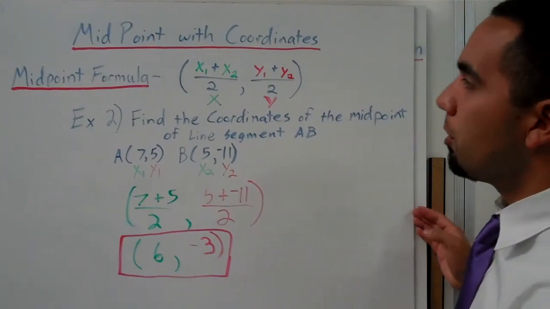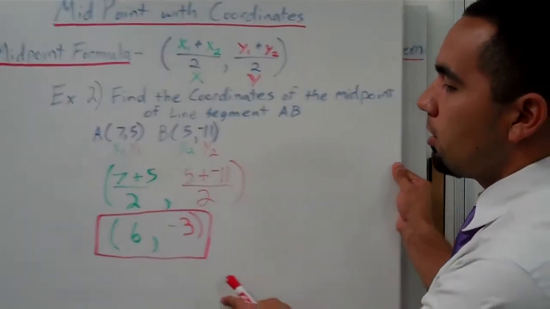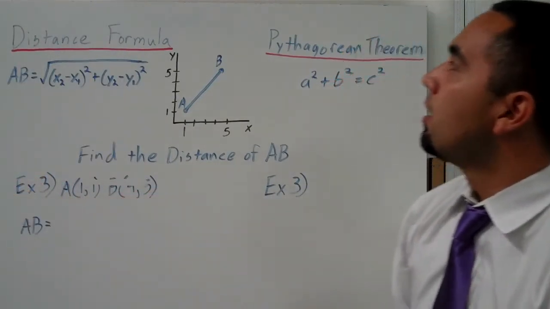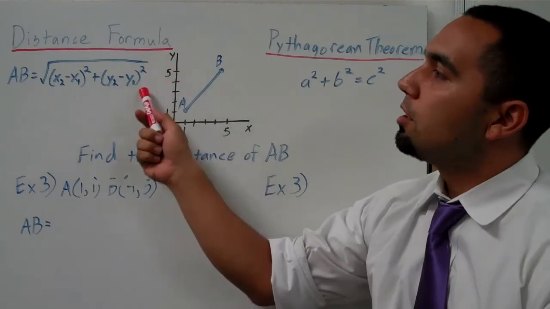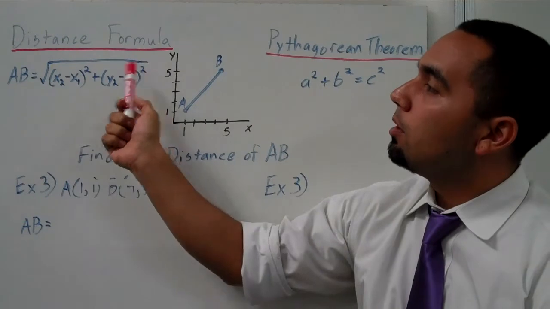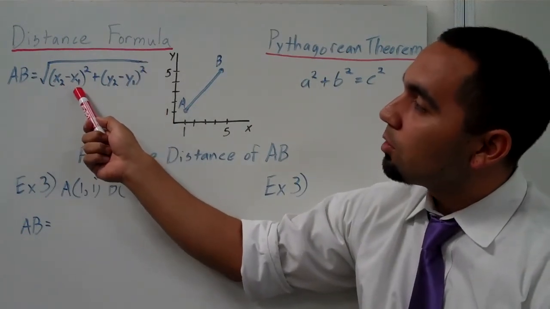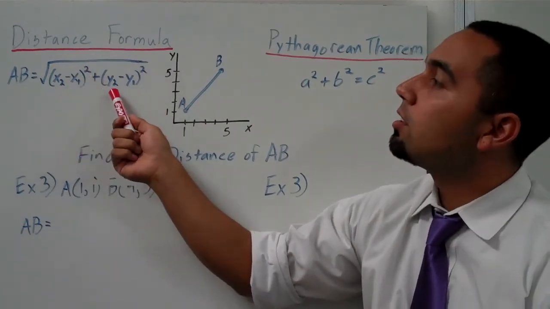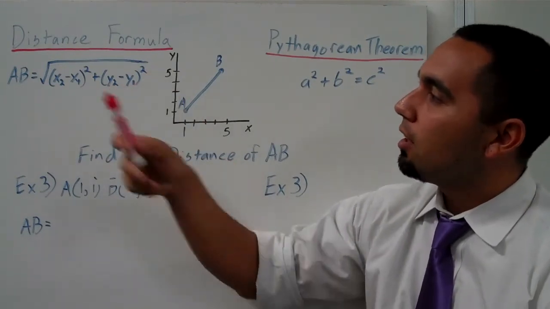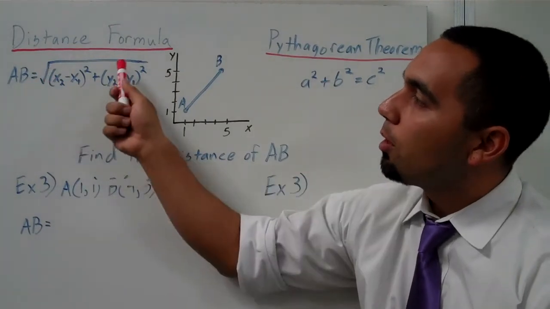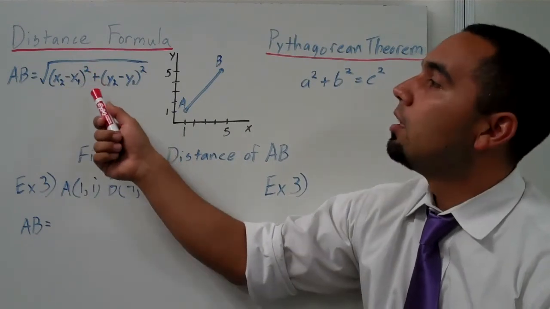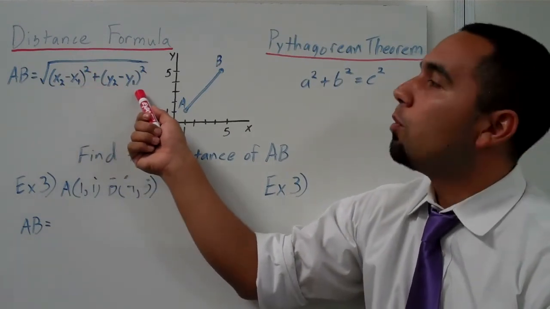We also have to do distance formula. So let's take a look at distance formula. Okay, so distance formula. I wrote up two formulas here. Here's our distance formula. It says any line segment is equal to the square root of x2 minus x1 squared plus y2 minus y1 squared.